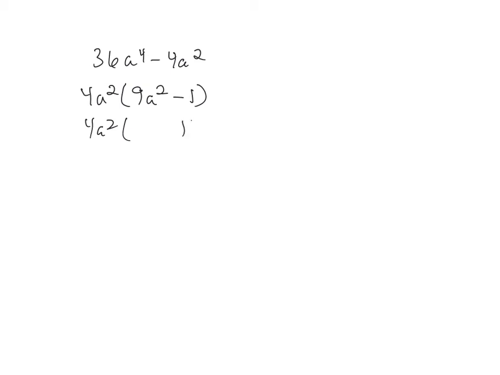Okay, so 2 sets of parentheses. 1 plus, 1 minus, because the last one's negative. And then we just put our square roots in the problem.